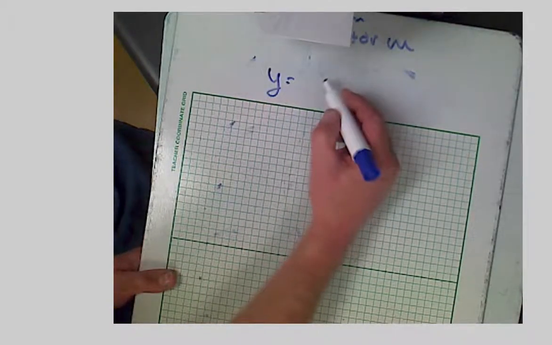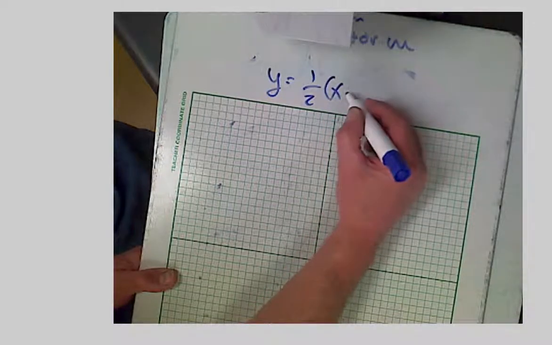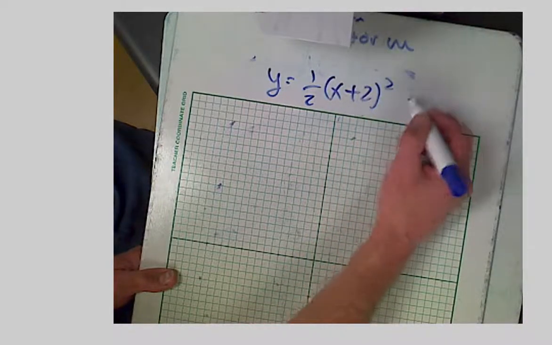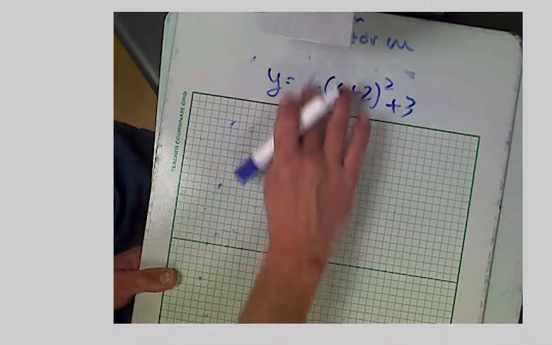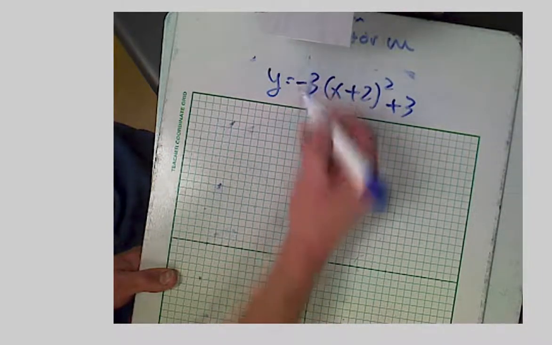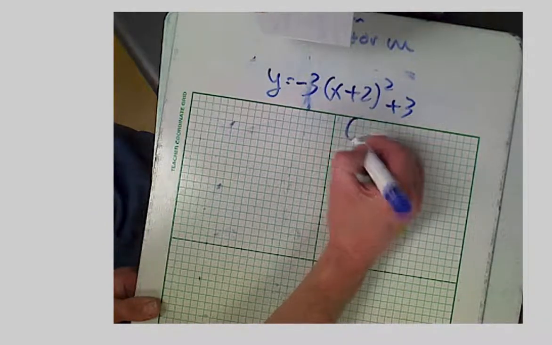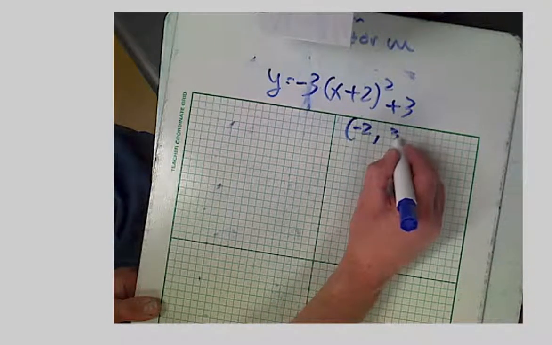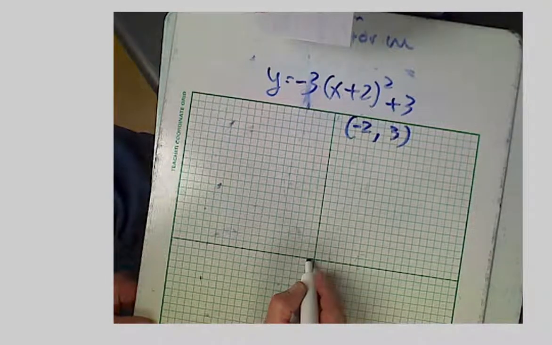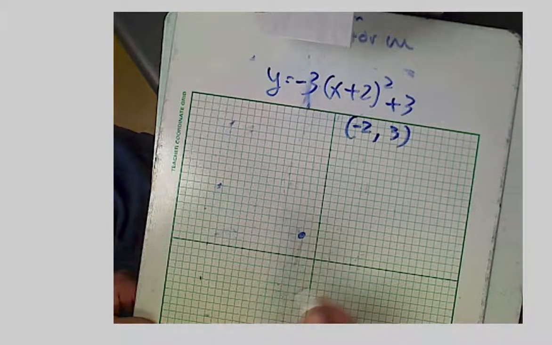y equals 1/2 (x plus 2) squared plus 3. Or actually, let's make this -3. Okay. So first I'm going to go to my vertex. My vertex lies at -2, positive 3. So 1, 2, 1, 2, 3. So there's my vertex, right?